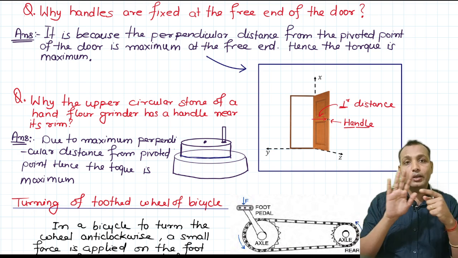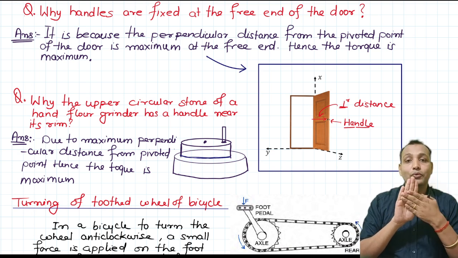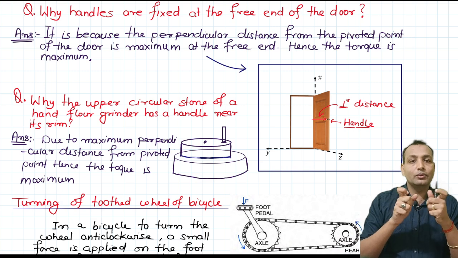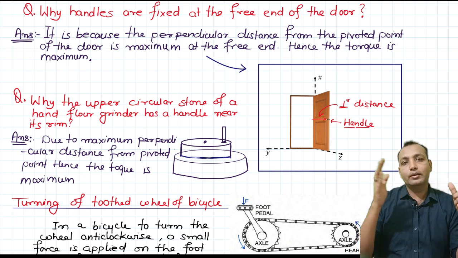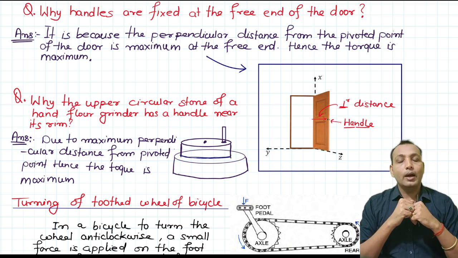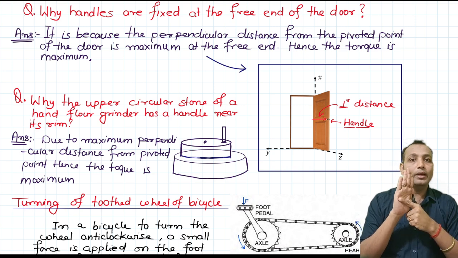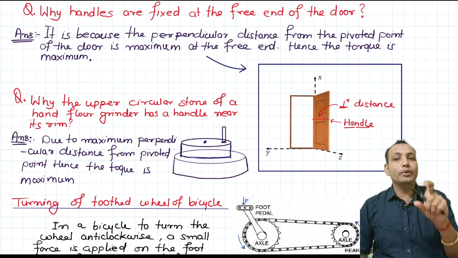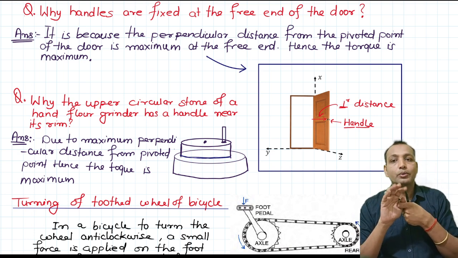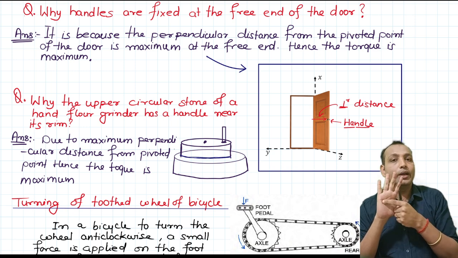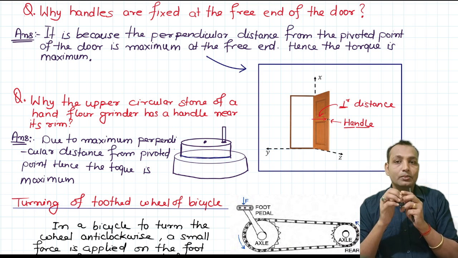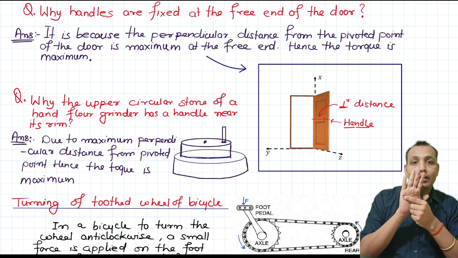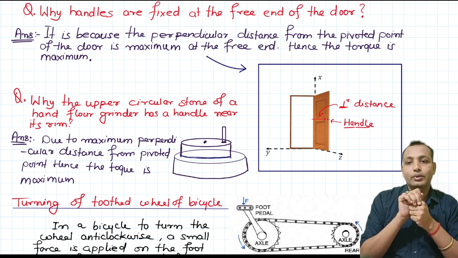And if we decrease the distance, we require more force, right? So one thing should be greater, either force or distance. Why are we putting the handle at the edge? It is because the perpendicular distance from the pivoted point, or hinge of the door, is maximum at the free end, or edge of the door, hence torque is maximum. That's why we keep the handles at the edge of the door.